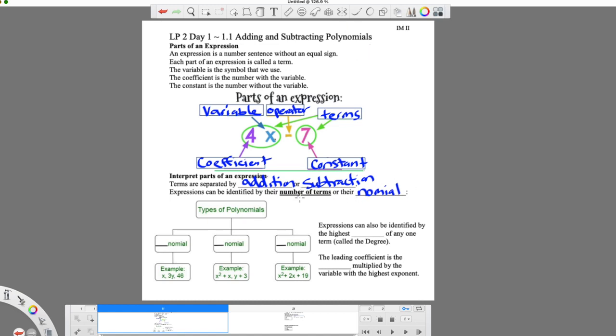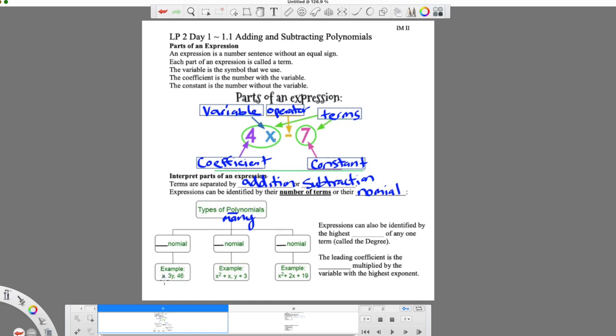Okay. So types of polynomials. Poly actually means many. And nomial means number of terms. So many number of terms. Okay, that's literally what polynomial means. And down here, we have these ones for this example. We have x or 3y or 46. Sorry, I was going to say 4x, but 46. They're separated by commas, so they're different pieces, so they're all individual. So these are all just one thing.